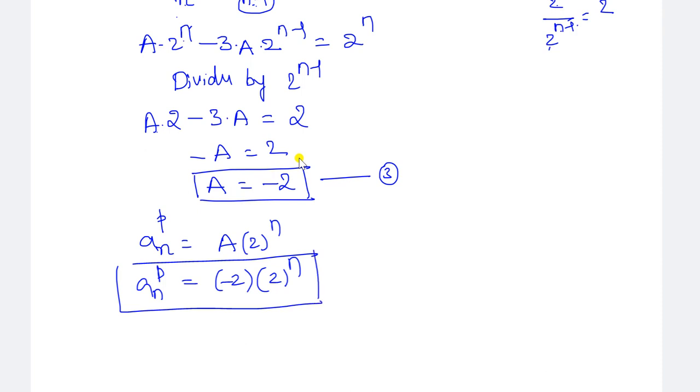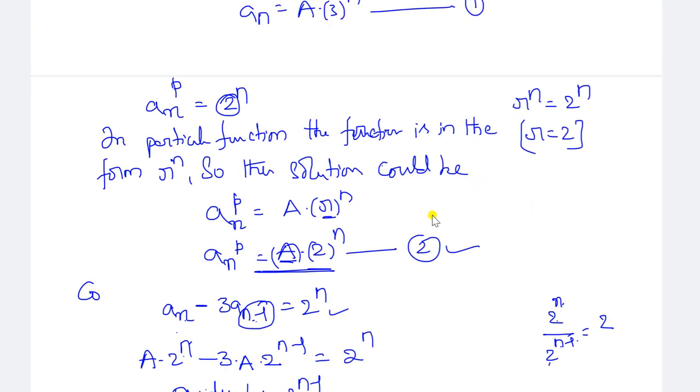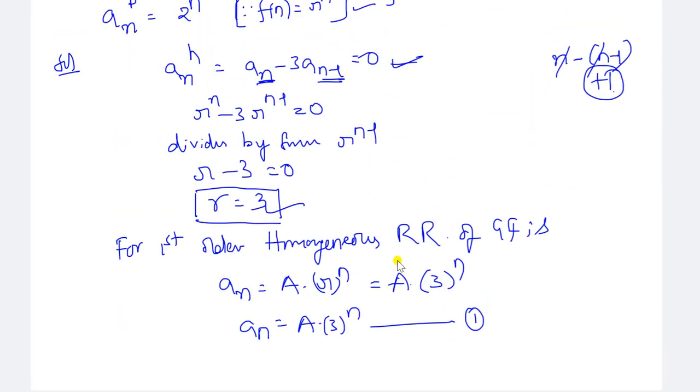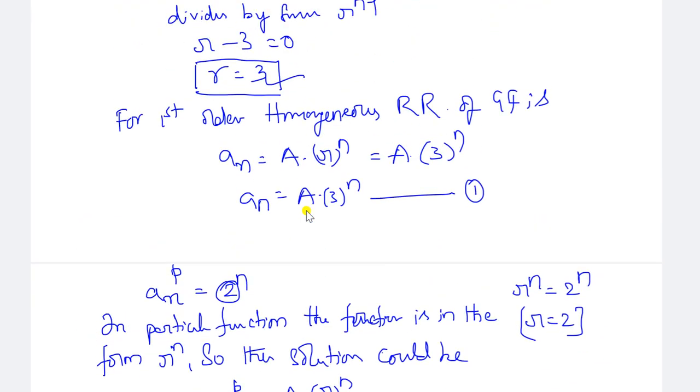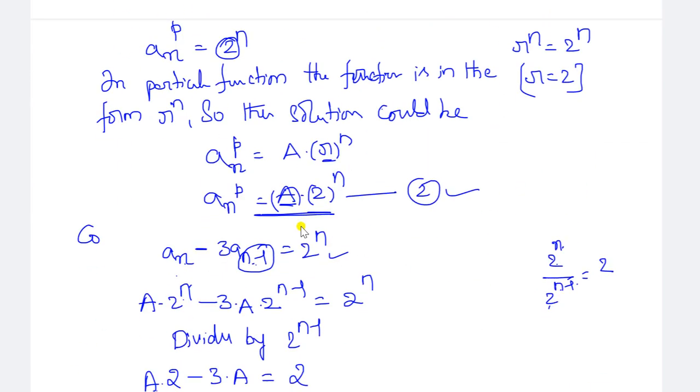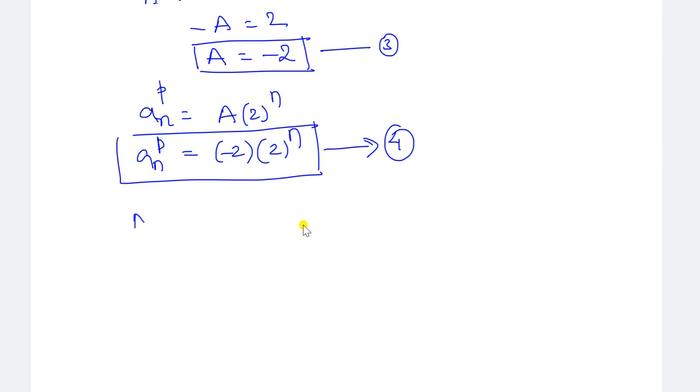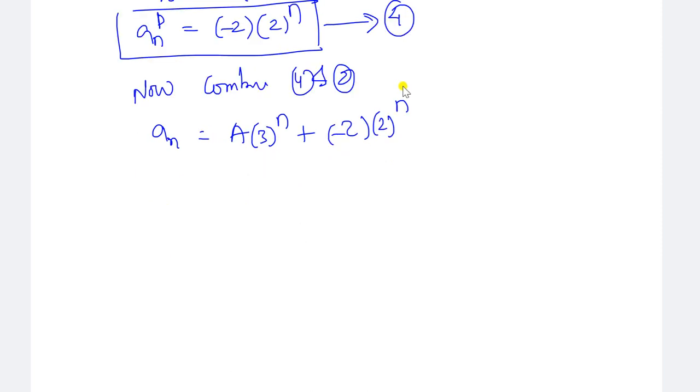Okay, now we have to combine the fourth equation and that particular homogeneous equation. Where is it? See here, a_n to the power of h is a into 3 to the power of n. Combine these two. So combine the fourth equation and second equation. So a_n equal to, what is the value? Here this is a_n equal to a_n to the power of h, this one, a_n to the power of p, this one, right?